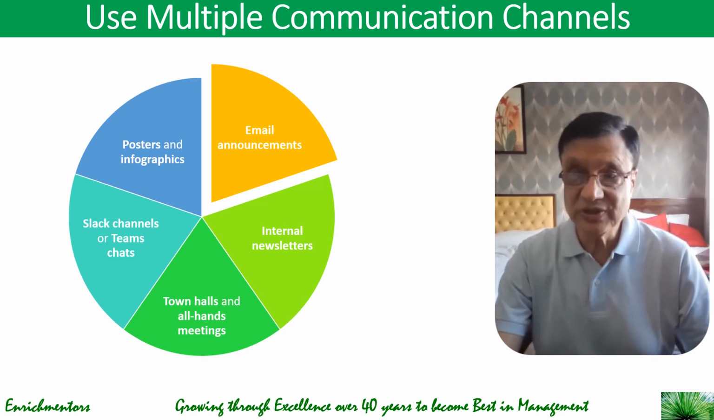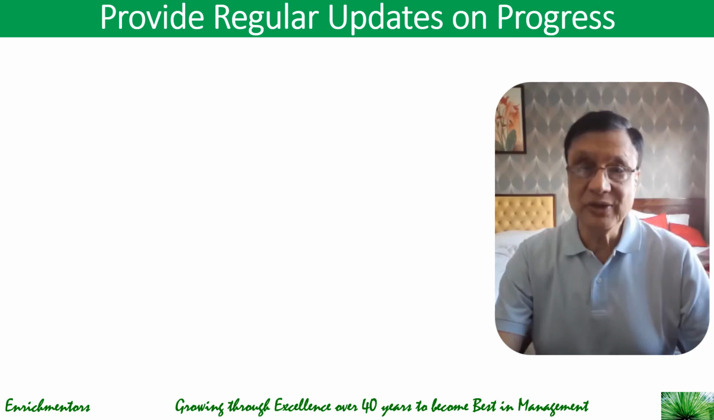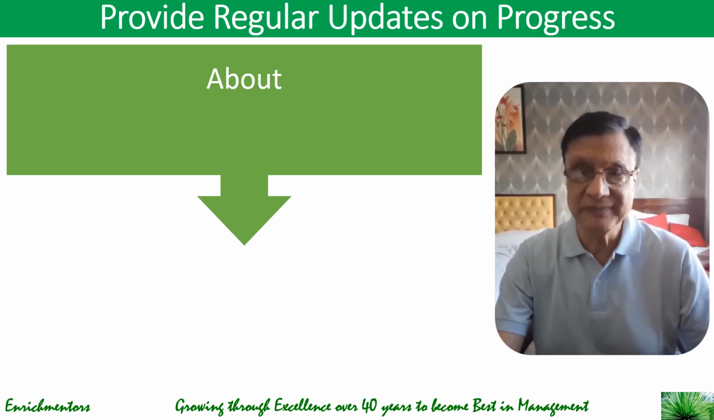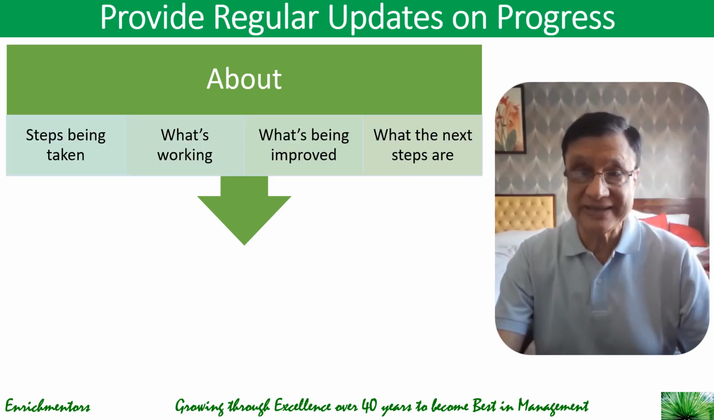You could send out a series of emails with examples of how Agile HR has improved recruitment speed and employee development in specific departments. And you can pair those with town hall Q&A to address concerns. So that's how you can use multiple communication channels. Then you provide regular updates on progress. There you need to keep employees informed about the progress on Agile HR adoption, regularly updating the organization about the steps being taken, what is working, what is being improved, and what the next steps are.